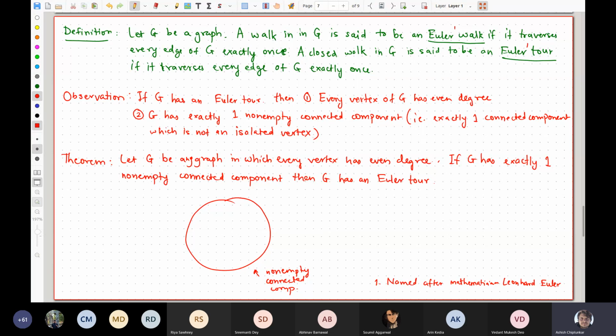And why is that so? Could somebody give a concrete justification of why this connected component will contain a cycle? We had done this previously that if there is a connected component and there are no leaves, there should be a cycle.